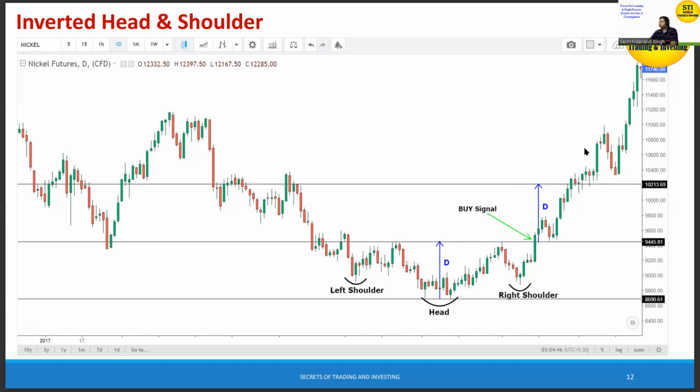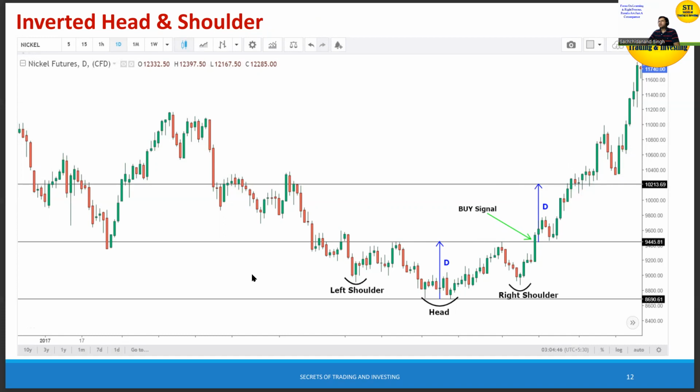After that, the next target will depend. It may be 50%. And this is Nickel, which is part of the commodity market. So the first target has a higher chance, 80 to 90%. The second target is 50-50. So whenever you find this inverted head and shoulder, you can safely trade for this equal-to-D target.